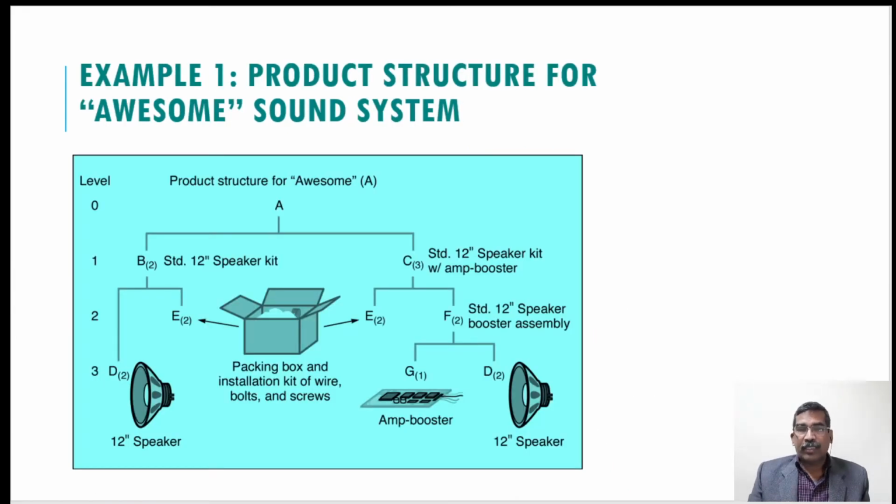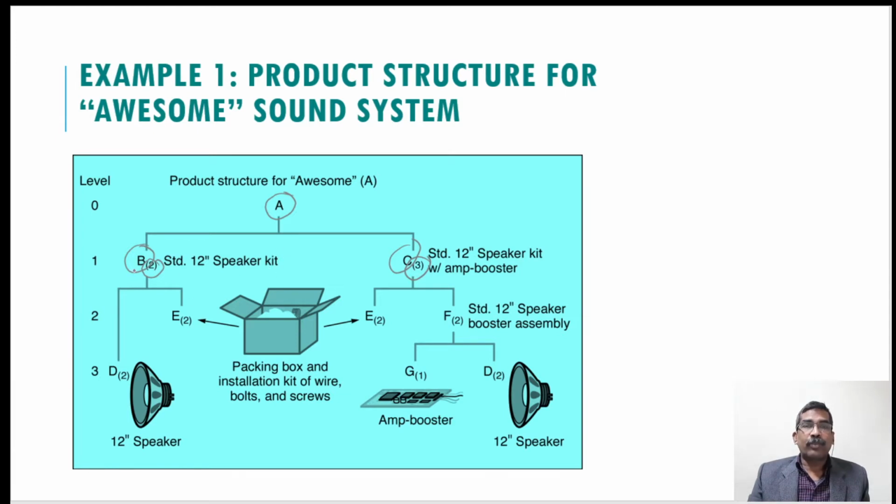Now see the second example. This is a speaker system, or you can say sound system, and this final product is A, which is broken into two components, that is sub-assembly B and sub-assembly C. For A, there will be a requirement of one piece of A. There will be a requirement of two pieces of sub-assembly B and three pieces of sub-assembly C. So this bracketed term shows the volume of the particular sub-assembly.